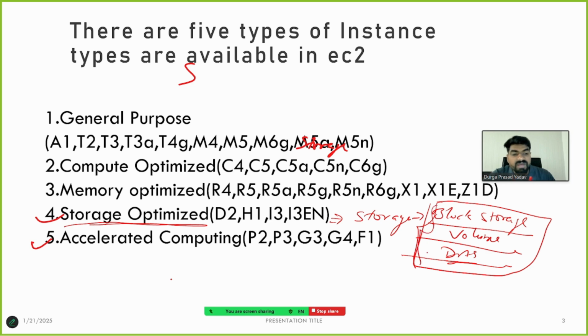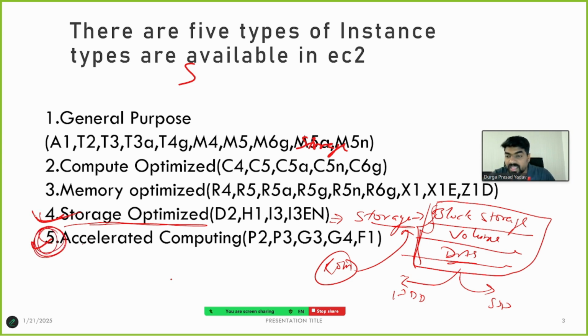So this type of volume you will be using, which will be of two types that you all know. One is hard disk and one is SSD. That storage you used to call ROM, right? So ROM storage will come under storage optimized. If you need high storage, then you will go with storage optimized.